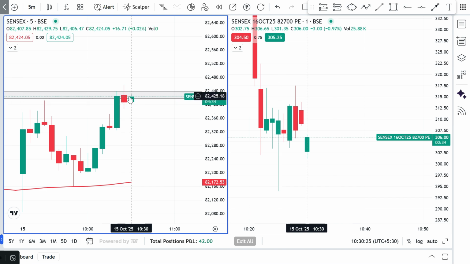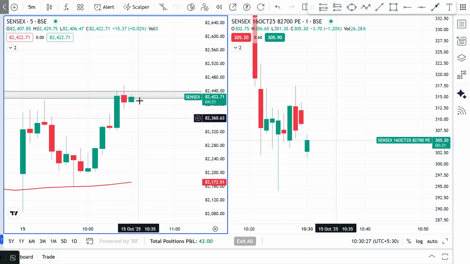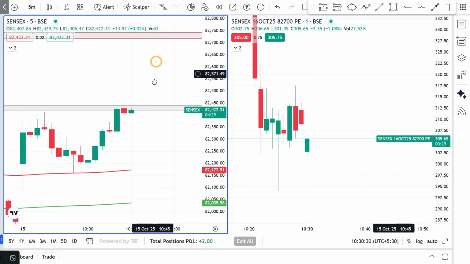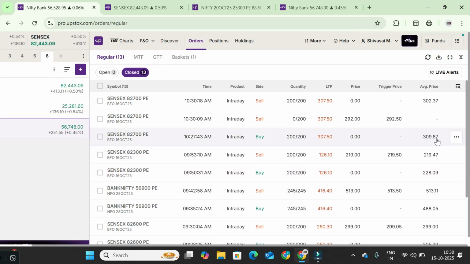Once it gives me confirmation, we're going to enter the same trade. But until now, I'm not going to trade. Let me show you. Okay, these are the entry and exit points and the final position.